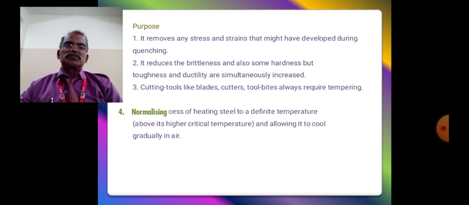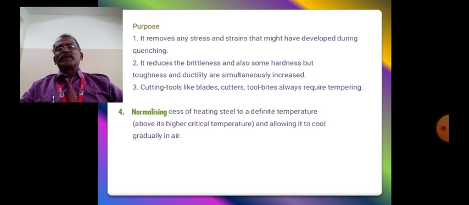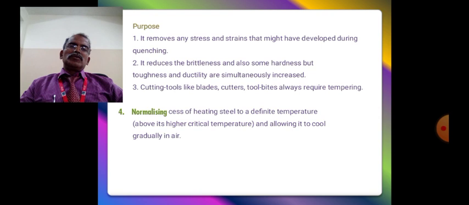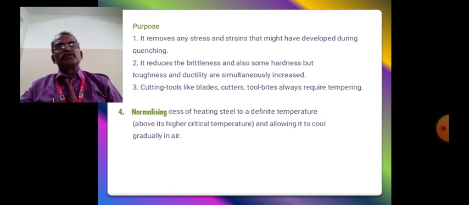And the fourth process, normalizing. The normalizing process is nothing but heating the steel to a definite temperature above the higher critical temperature, and the cooling is carried out gradually, slowly in air.